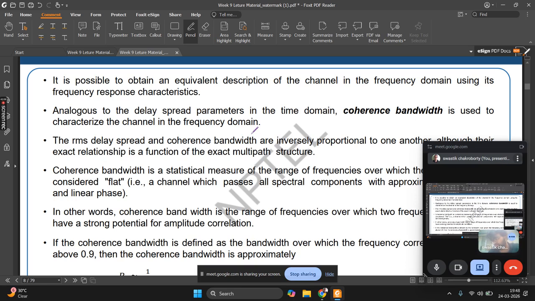So you can adjust the threshold according to that. Whatever coherence bandwidth is needed, you have to adjust your threshold of detection. That is, whether you will accept all signals up to 10 dB below the original signal or up to 20 dB below the initially received signal. You have to decide that based on how much coherence bandwidth you want to have. So the RMS delay spread and coherence bandwidth are inversely proportional to one another.